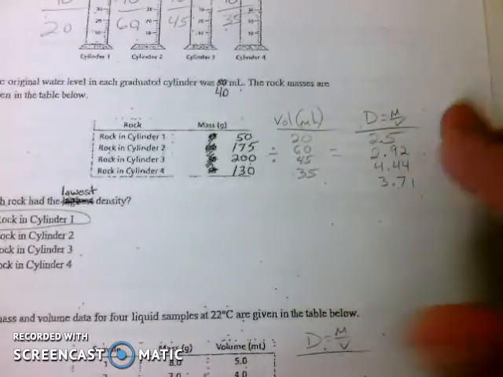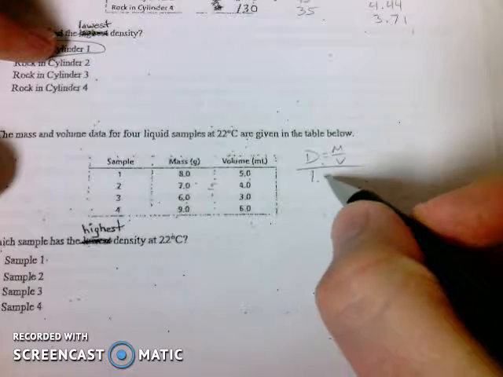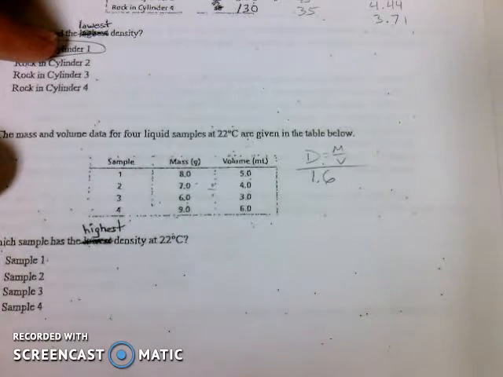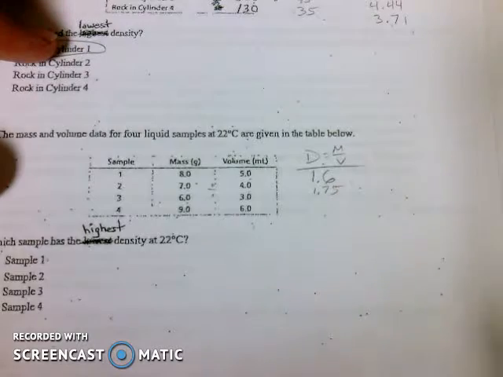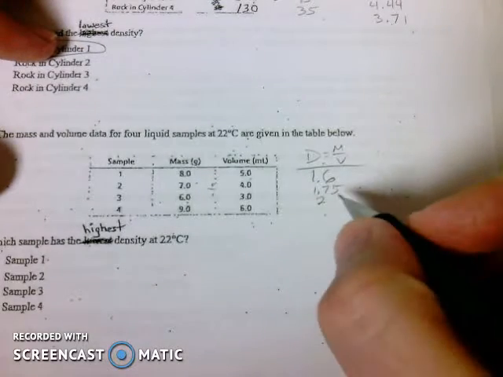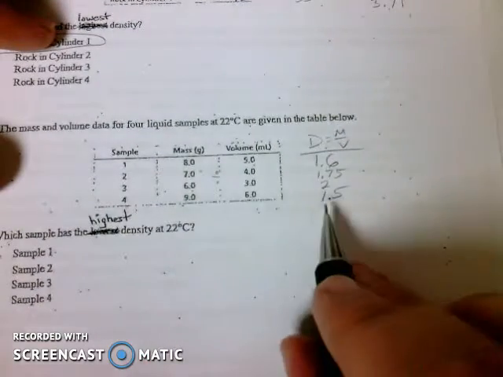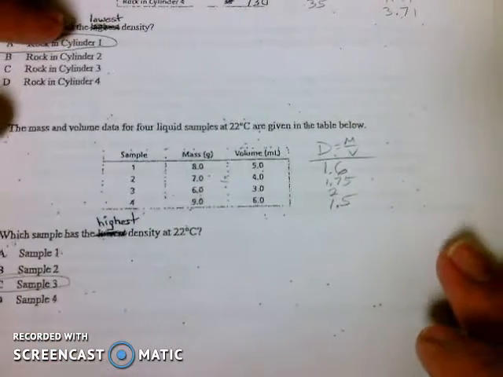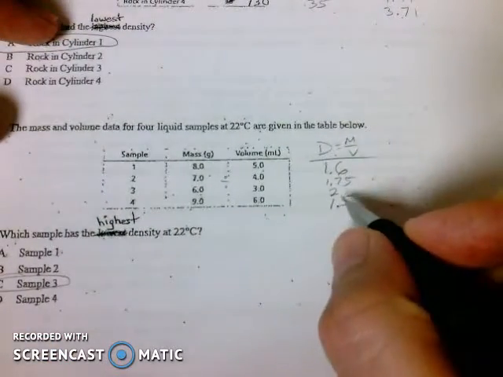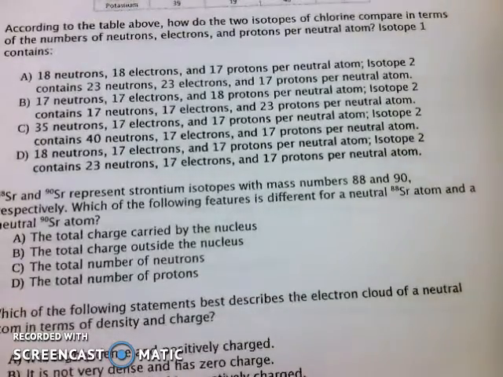the previous problem, okay? All right, so 8 divided by 5 is 1.6. Okay, 7 divided by 4 is 1.75. 6 divided by 3 is 2. And 9 divided by 6 would be 1.5. Okay, which one has the highest density? Well, that would be the raw sample 3. Okay. All right, there it is. Okay, 2 is higher than the others. All right, that's the end of day 1. Let's move on to day 2.